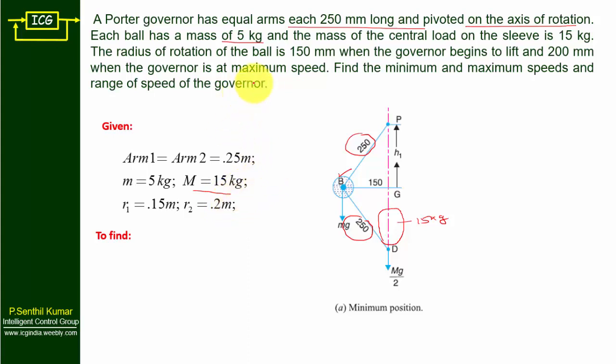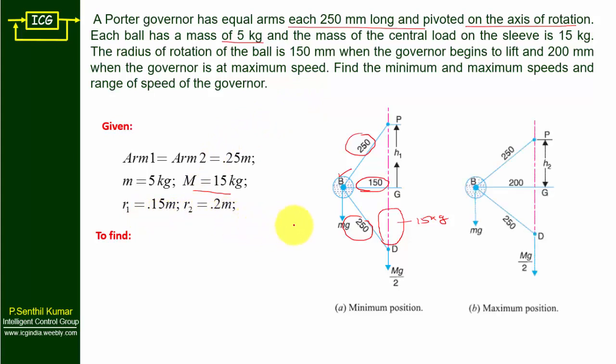Here the radius of rotation of the ball is 150 mm, that is R1 equal to 0.15 meter. R1 means minimum radius of rotation, when the governor begins to lift, and 200 mm when the governor is at maximum speed. So there are two radii of rotation, that is R1 equal to 0.15 meter, R2 equal to 0.2 meter.